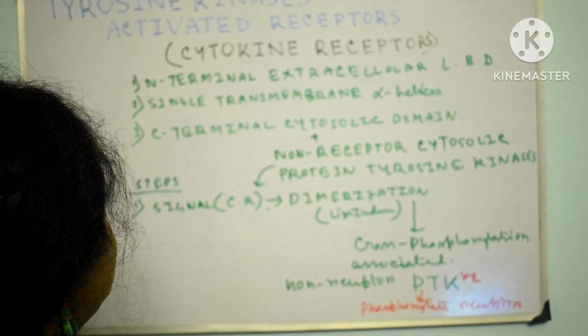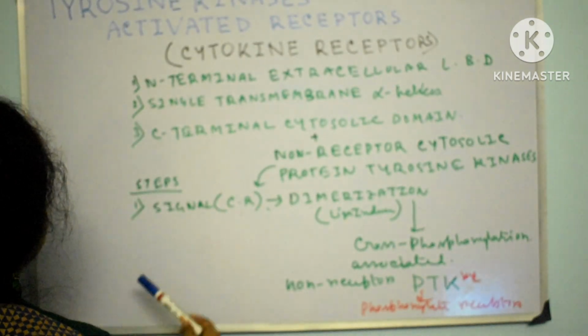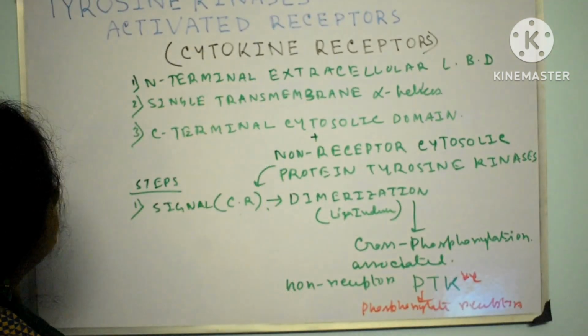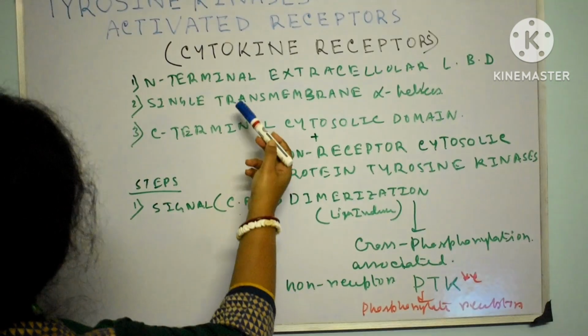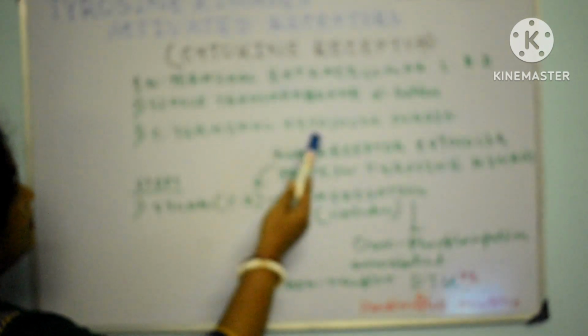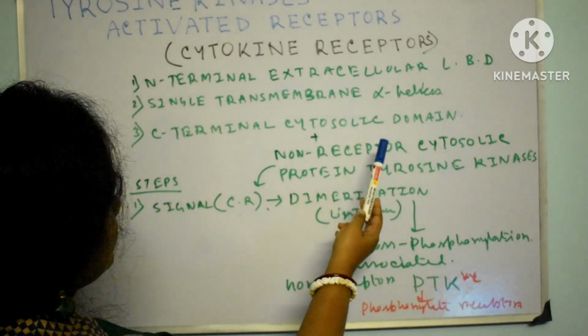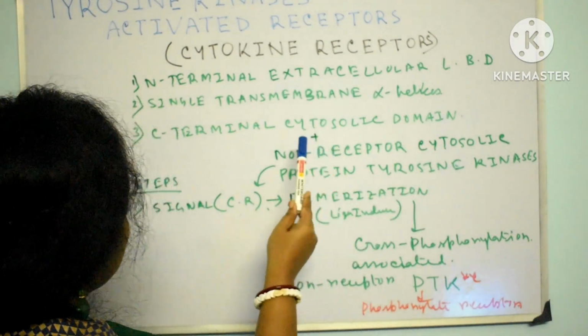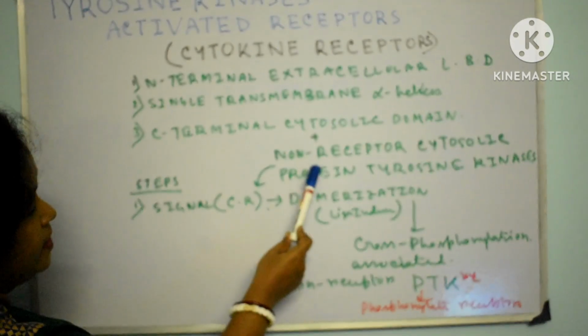Let's summarize. These are tyrosine kinase activated receptors, and there are three regions: an N-terminal extracellular ligand binding domain, a single transmembrane alpha helix, and a C-terminal cytosolic domain. With this C-terminal cytosolic domain, it remains bound with non-receptor kinases.